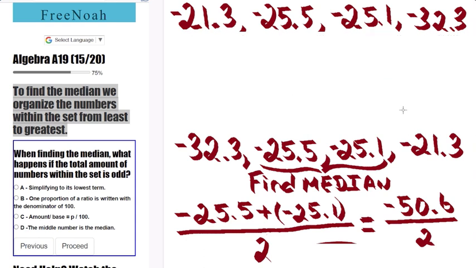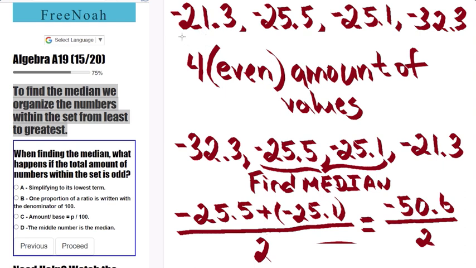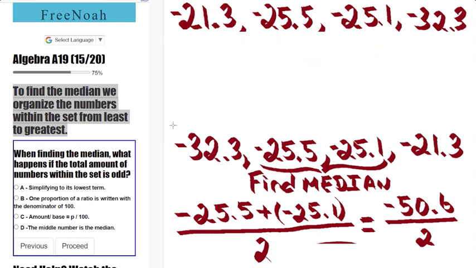After organization, we just count the amount of values we have. So we have 4 values, and 4 is an even number. Obtaining the median is a little different than for an odd amount of values, because this time we have to find the mean of the two middle values.